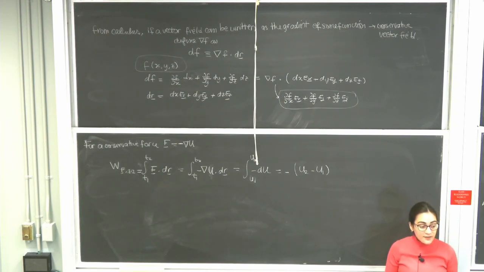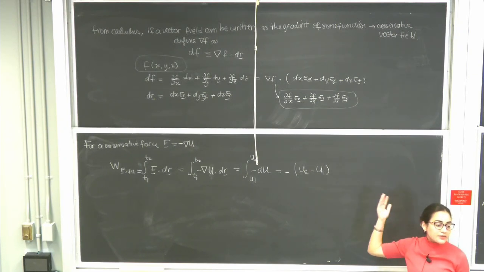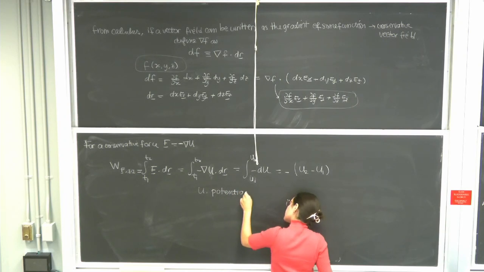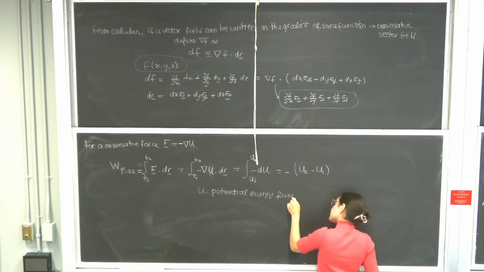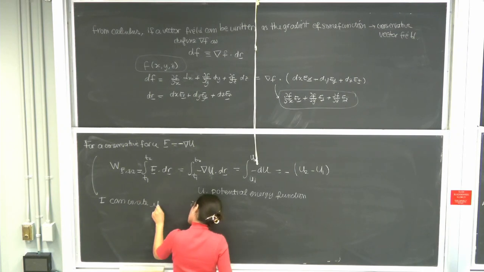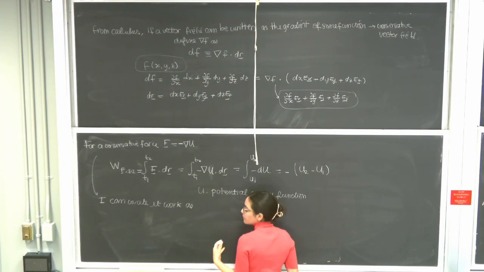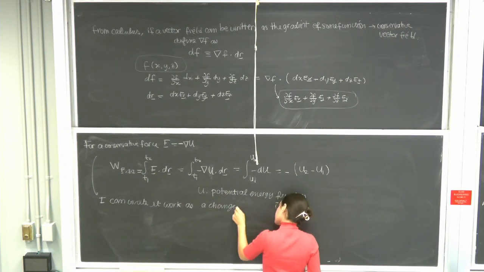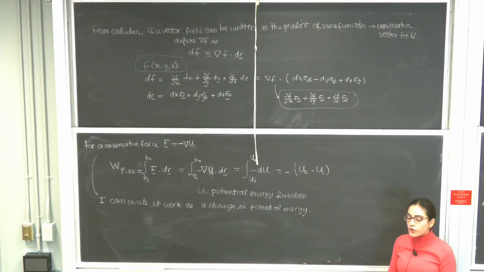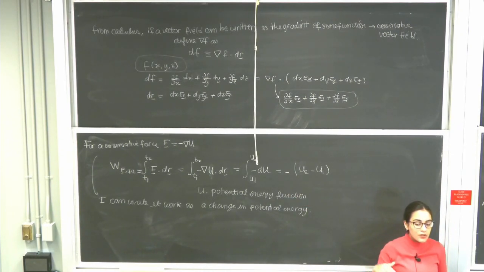Okay, so for a conservative force, I can write the work of the force as a change in potential energy. So U is a potential energy function. Okay? And note that the work of a conservative force only depends on the endpoints. It doesn't matter what that function U is throughout the motion, it matters what it is at the endpoints.